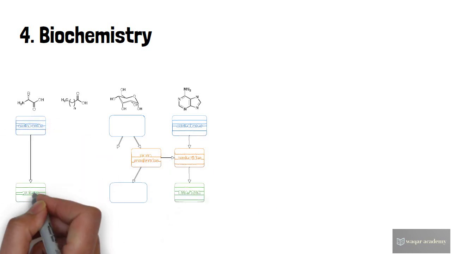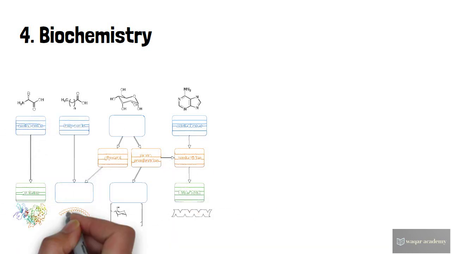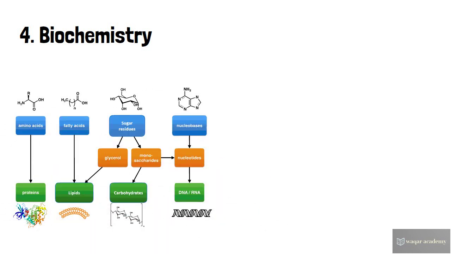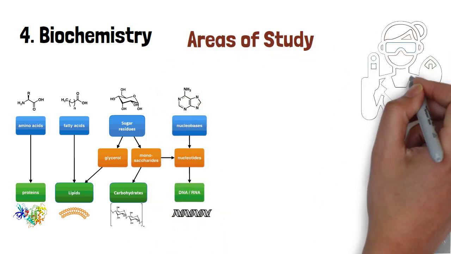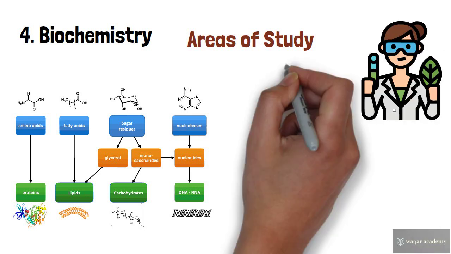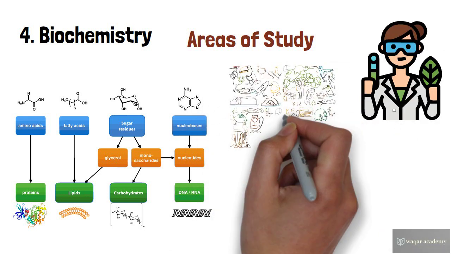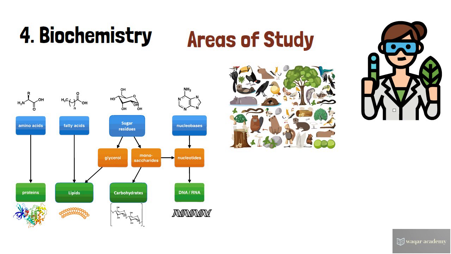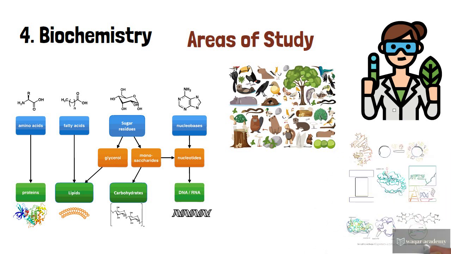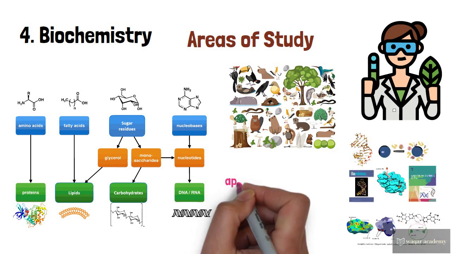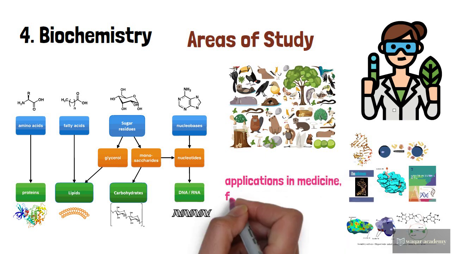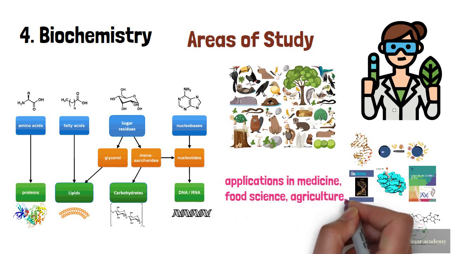4. Biochemistry. Definition. Biochemistry is the branch of chemistry that studies the structure, composition, and chemical reactions of substances found in living organisms. Areas of study. Biochemists delve into processes within living organisms, such as the synthesis and metabolism of biomolecules like carbohydrates, proteins, and fats. This branch has applications in medicine, food science, agriculture, and more.